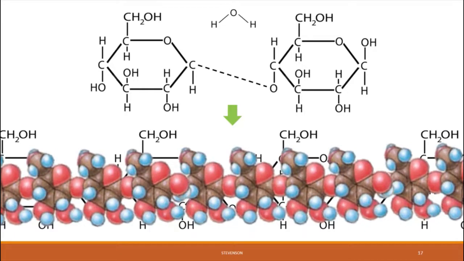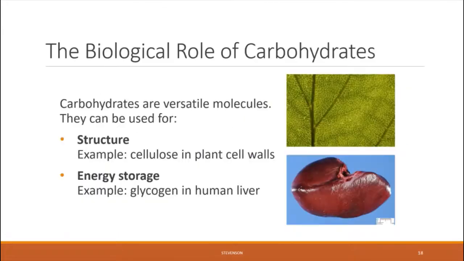So what is the biological role of carbohydrates in living organisms? Carbohydrates are a pretty versatile type of molecule that can be used for multiple different purposes depending upon the type of carbohydrate and depending upon the living organism. You probably already know that carbohydrates carry a lot of energy, and so in humans, for example, they are used for energy storage in the form of glycogen in the human liver.